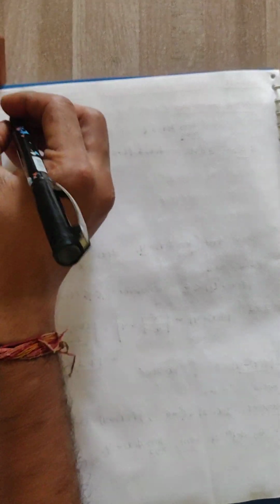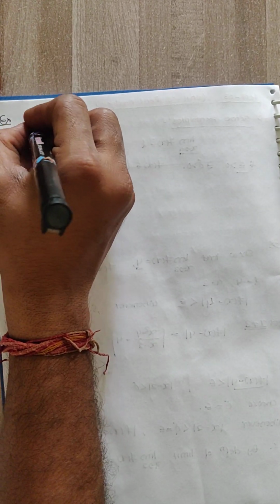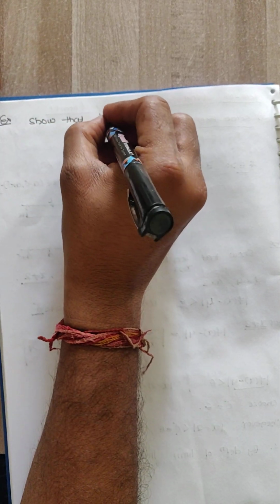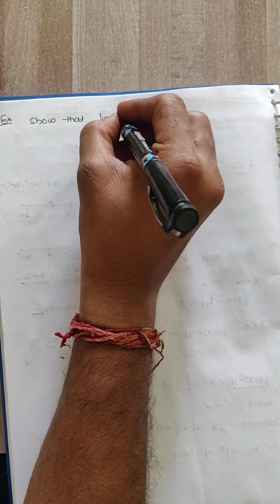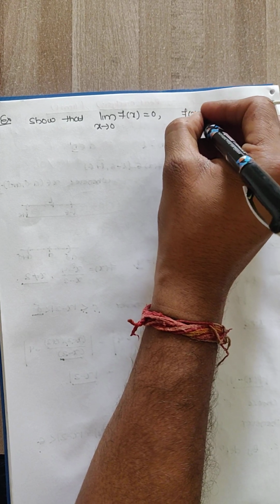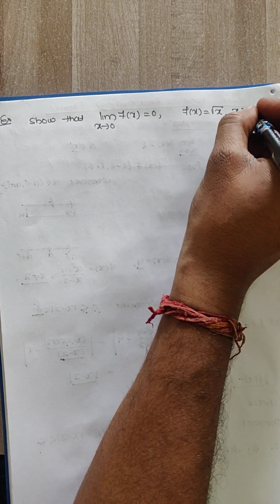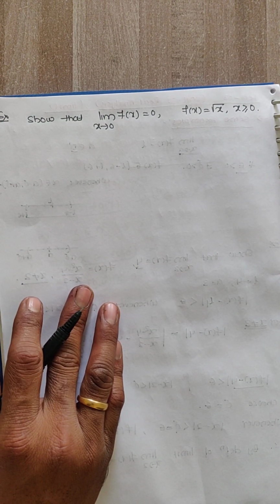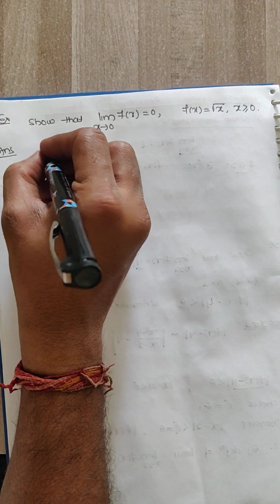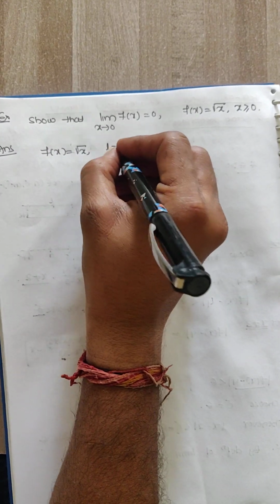Now another interesting example. Show that limit x tends to 0 of f(x) is equal to 0, where f(x) is nothing but root over x, with x greater than or equal to 0. The domain is x greater than or equal to 0. Again, same thing here. What is f(x) here? It is root over x. What is L here? 0. a is also 0.